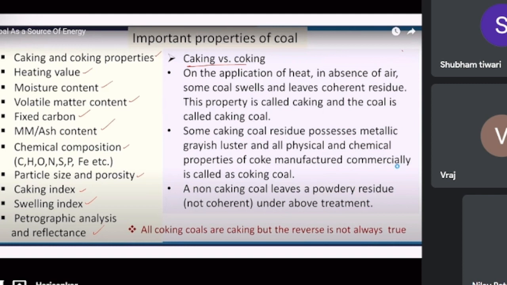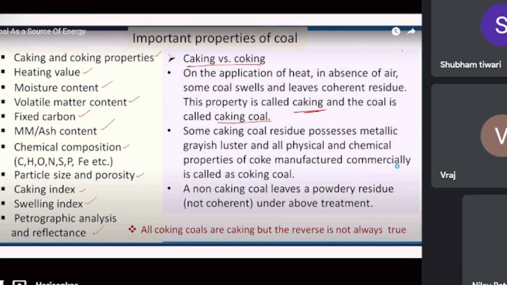So, caking versus coking. On the application of heat in the absence of air, some coal swells and leaves a coherent residue. This property is called caking, and the coal is called caking coal. Basically, if you apply heat to coal in the absence of air, in an inert atmosphere, most of its moisture as well as the very low volatile content leaves the coal, and it leaves something called cake behind. If the coal has this property, the process is called caking, and the coal is called caking coal.